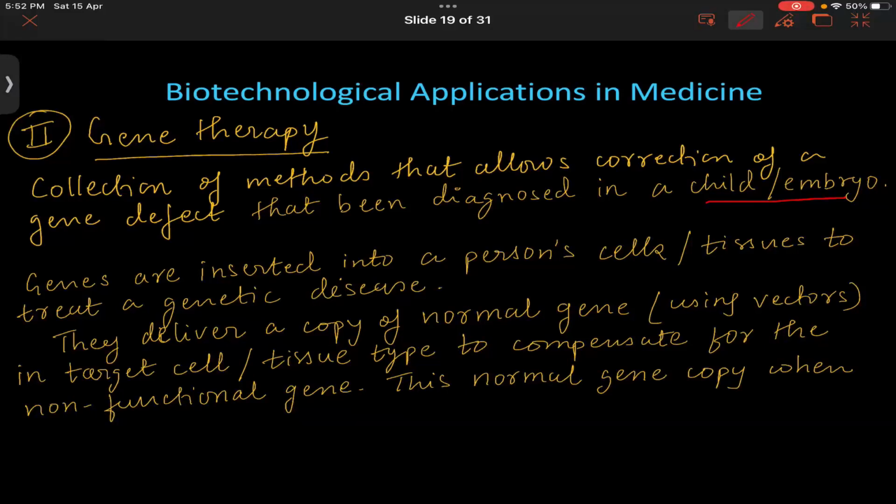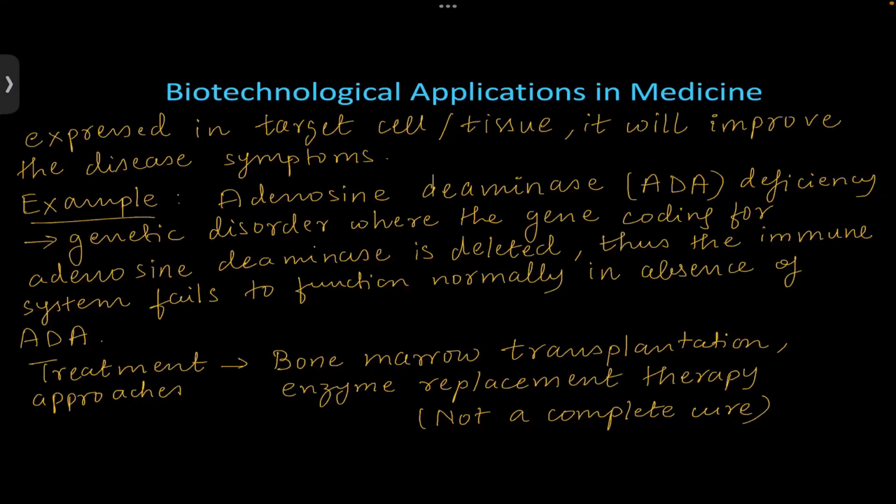What people do is they first identify which gene is in a defective state. Then they insert a normal copy of that gene into the person's cells or tissue. Once they do that, this normal copy of the gene will get expressed inside the target cell or tissue, and will secrete the protein, which will then ultimately help the person alleviate the disease symptoms.